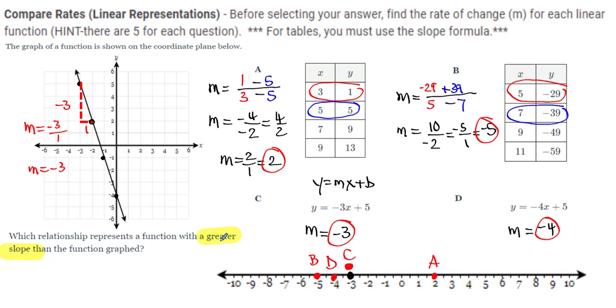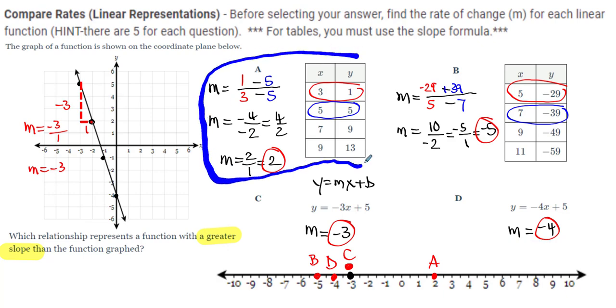Cool. So just to clarify, we're looking for a greater slope than negative 3, and the only number that's greater is actually A. So let's see, what did I do last time? I just kind of circled it with blue. We'll do the same thing. So this right here. The only one that is greater is going to be letter choice A with a slope of 2. And that's pretty much it.